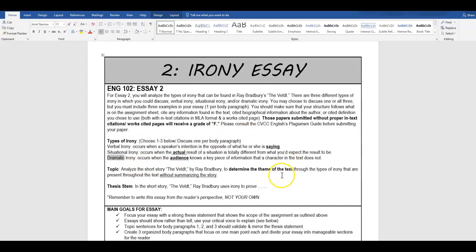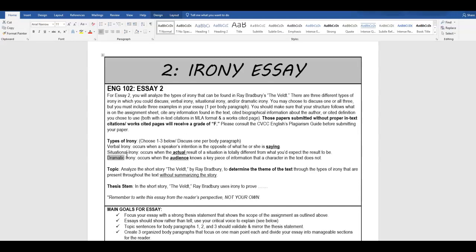You may choose to discuss one or all three, but you must include three examples in your essay, so one per body paragraph, meaning that you could have all verbal irony or two verbal and one situational. However you want to mix and match these, that will be up to you based on the examples that you pull from the text. You should make sure that your structure follows what is on the assignment sheet.